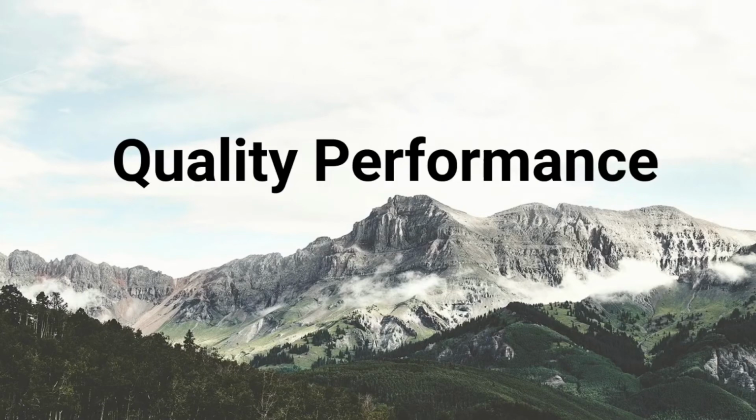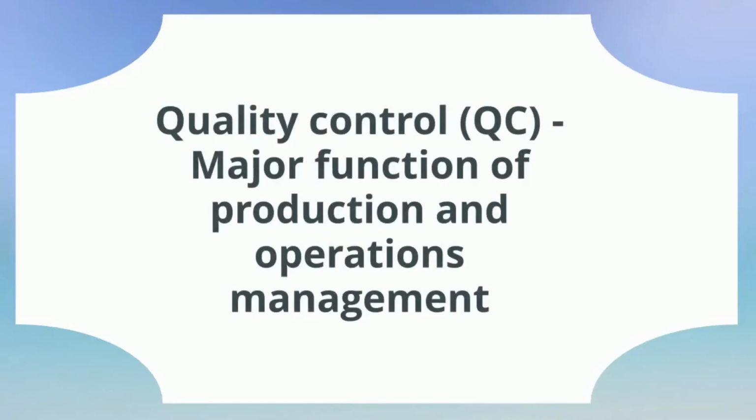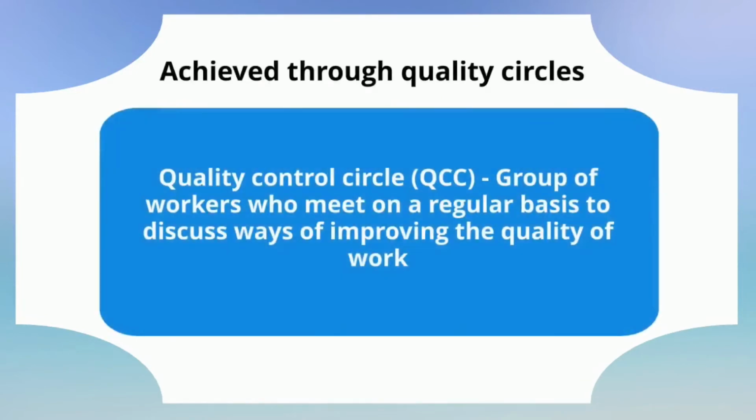Quality performance. The term quality control has been around for a long time, and it is a major function of production and operations management. A quality control circle is a group of workers who meet on a regular basis to discuss ways of improving the quality of work. This approach has helped many MNCs improve the quality of their goods and services dramatically.